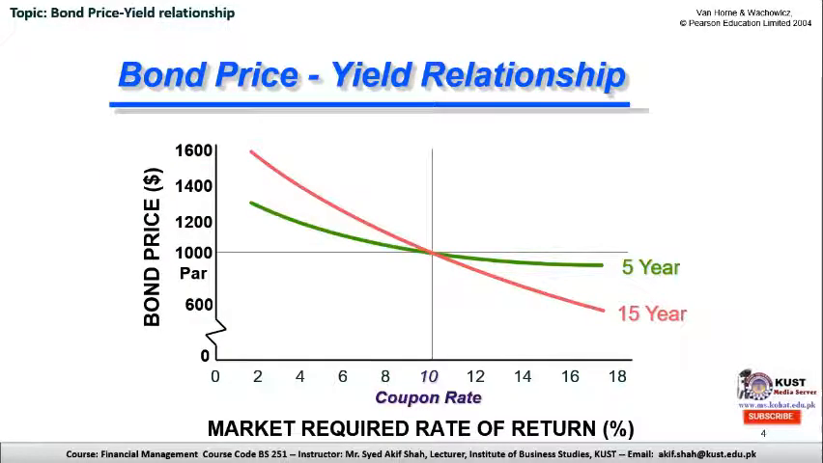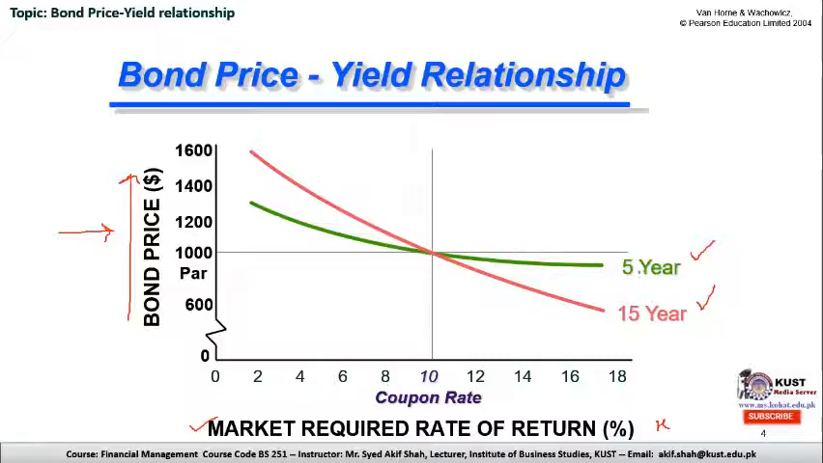Let us explain the nexus between the bond price and yield relationship. On the y-axis, we have the bond price, as we would like to develop the relationship between these two factors. And on the horizontal axis, which is the x-axis, it is the market required rate of return. It means that the bond price depends upon the market required rate of return, and we will discuss its relationship shortly. We have selected two types of bond with maturities of 5 years and 15 years respectively.